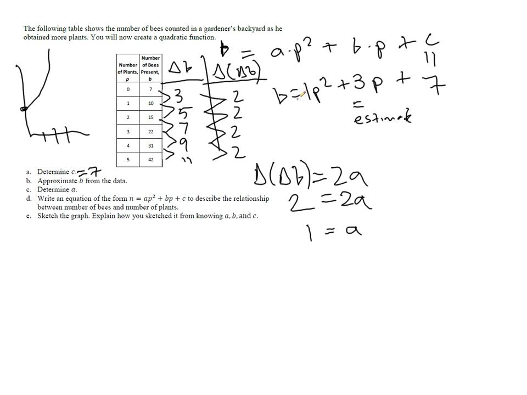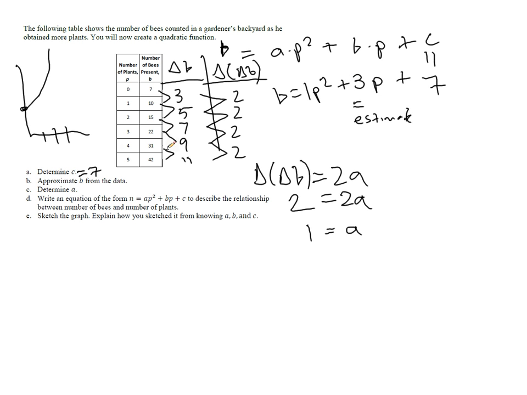So let's check it and see how we do. If I put in 0 for p, I get 0 plus 0 plus 7, which is 7. Perfect, so I predicted this output exactly. If I put in 1, I get 1 plus 3 is 4, plus 7 is 11. Not quite 10. Why am I not getting exactly 10? I'm actually getting 11. Well, because we had an estimate here.